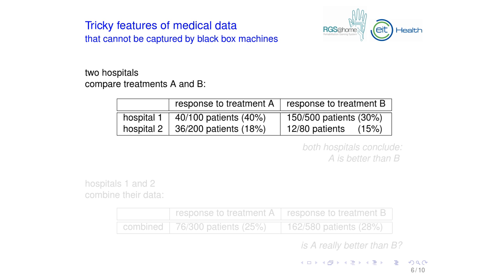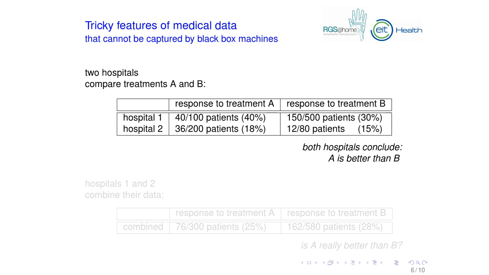Hospital 2 does the same, but hospital 2 has different patients. They have 200 patients to which they give treatment A. Of these, 36 had benefit of the drug, so that is 18%. They also gave treatment B, drug B, to 80 patients and found that 12 of these had benefit from the drug, so this is a rate of 15%. So although the overall success rates are lower, hospital 2 could be in a different catchment area, the conclusion would be similar, namely that drug A had a higher percentage of success than drug B. So far, there is nothing strange here. Both hospitals come to the same conclusion. They both conclude that treatment A is better than treatment B.